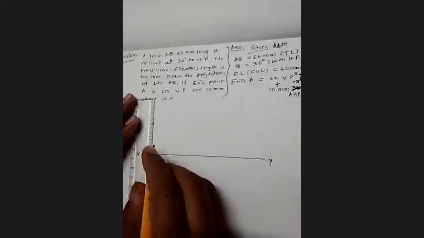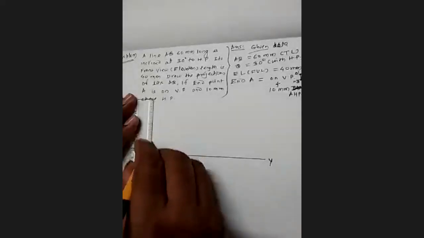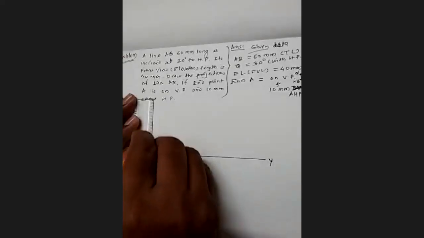Now, what's the next step? Once you get the XY line, what next is to be done? Anyone? Perpendicular line. Yes, a perpendicular line from the left direction, meaning from X. So we'll get a perpendicular line, any line.